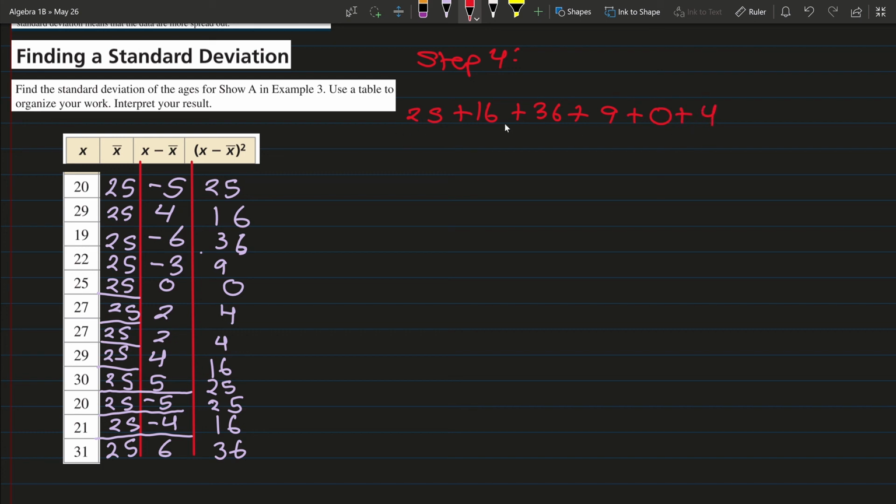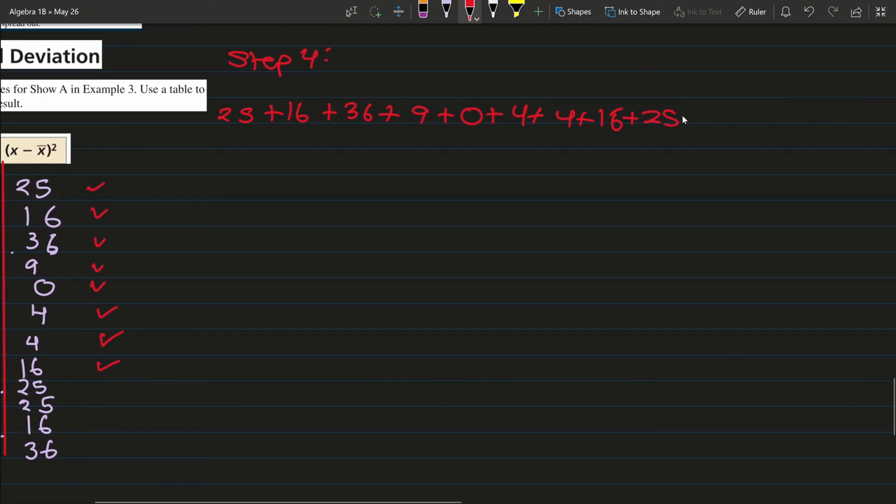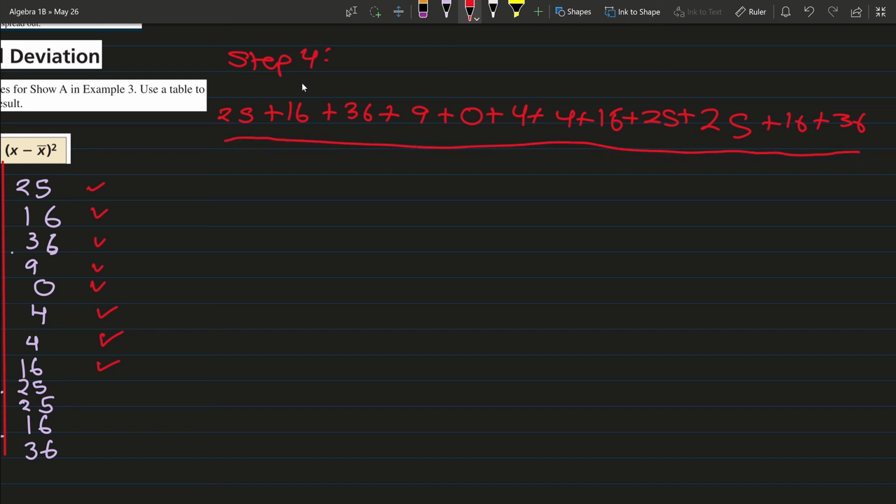And if you find yourself getting confused here, go ahead and make sure to check it off every time you use them. Plus 4, because when you add similar numbers, you might skip one of the numbers. So make sure to check it off if you have a hard time with that. Plus 16, plus 25, plus 25 again, plus 16, plus 36. All right, so now we're going to take all of this and divide it by the number of terms that we have. And if you count it, we have 12 terms.